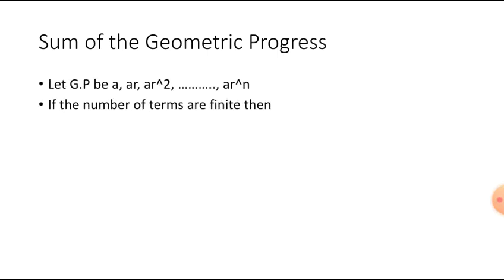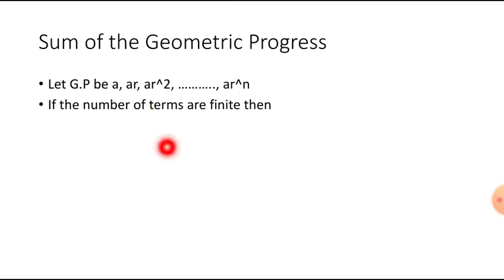So how will a geometric progression look? The first term is a, and the second term is ar. The third term is ar square, and the last term is a into r power n. So this is how a geometric progression looks. The ratio between the first term and the second term, that is r, will be the same. If you take the ratio between term 3 and term 2, that will be the same. This is how a geometric progression looks.